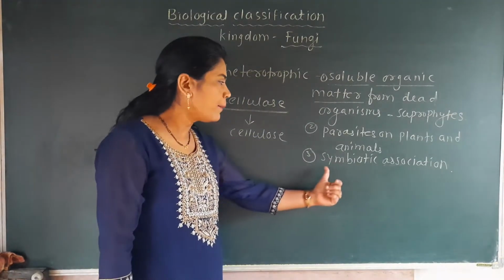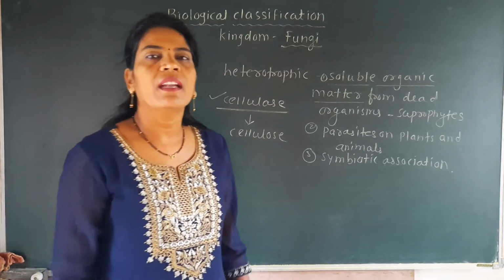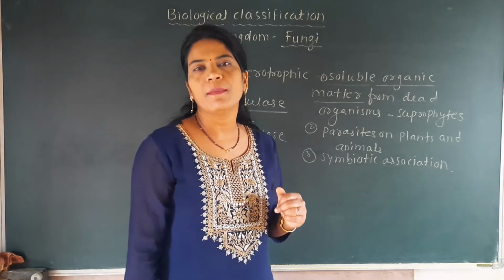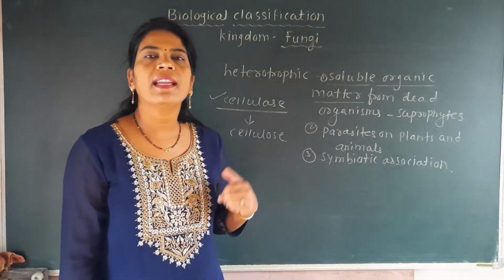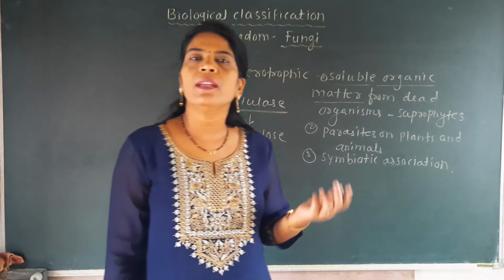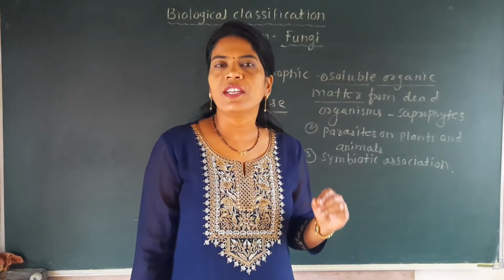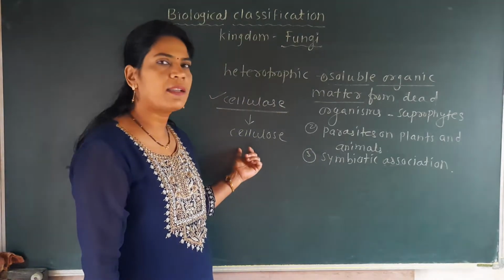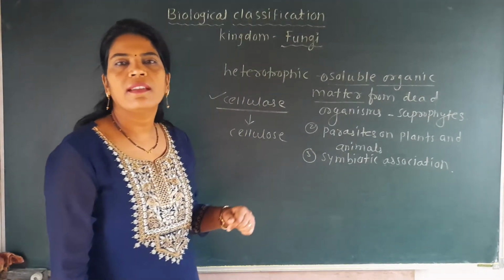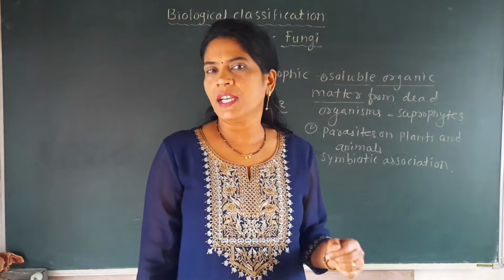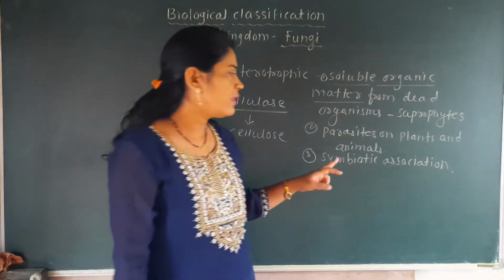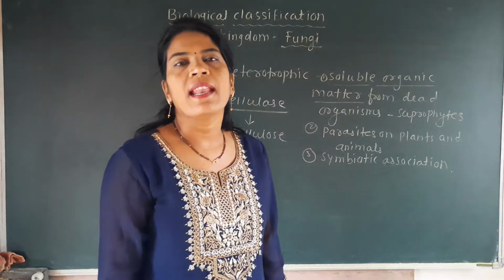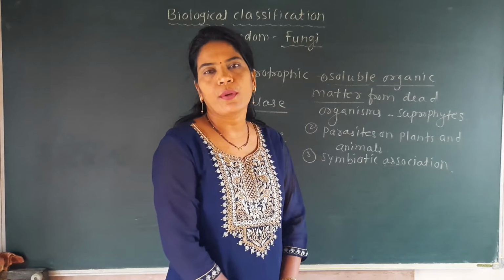So this is an example of symbiotic association. That means the bacteria and the ruminant animals are an example of symbiotic association. Bacteria get protection from the buffaloes and cows, and in return the cows and buffaloes get ready-made food digested by the bacteria, and this is called a symbiotic relationship. But here, the two examples that we are going to discuss for symbiotic association are lichen and mycorrhiza.